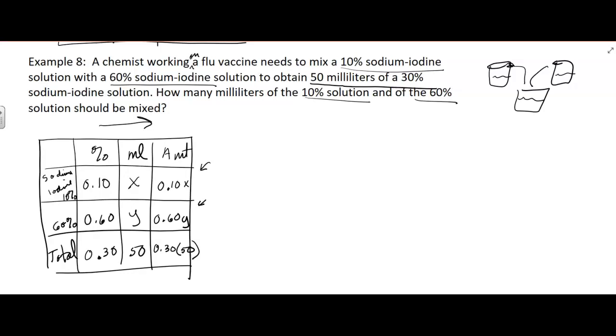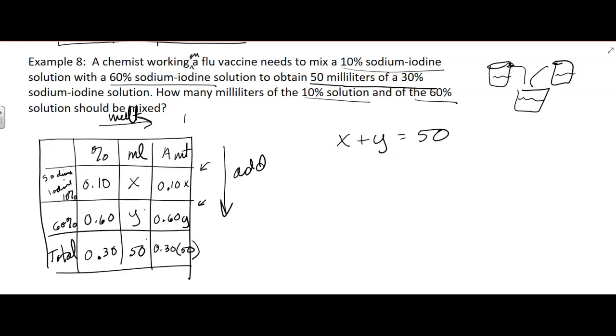Now, you add going down. So you multiply across and you add going down. So if I take x milliliters plus y milliliters, it's got to add up to 50. Okay. So I want a total of 50. So maybe I want 30 and 20, or maybe I want it to be 25 and 25, or 10 and 40. We don't know. That's what we're going to figure out.